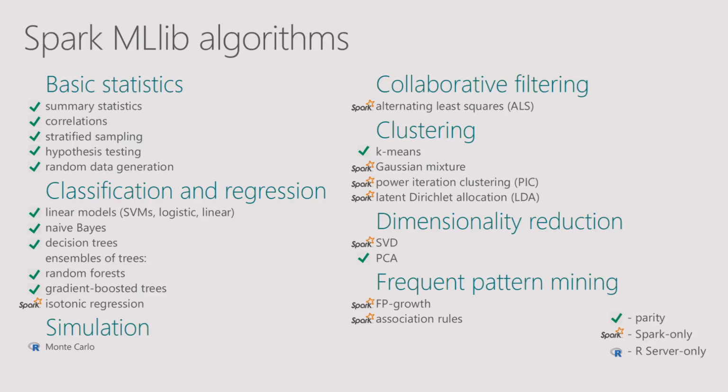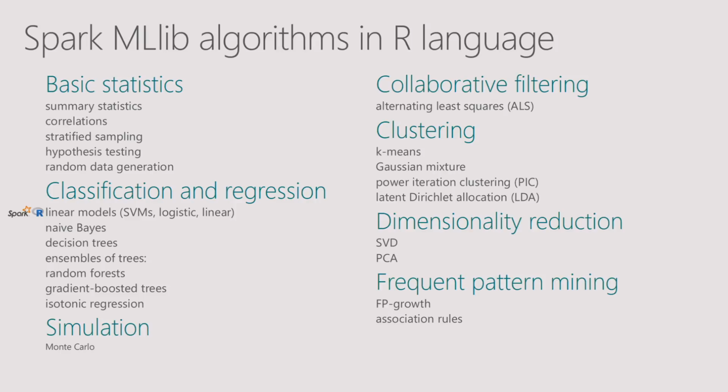So these checkboxes compare what is available in R Server as compared to the Spark machine learning library. So there is pretty much parity between the two. But if you look at the SparkR bindings, then you will find that they are very lacking. At least at this point, Spark has only started to provide any meaningful bindings of the machine learning algorithms for the R language.